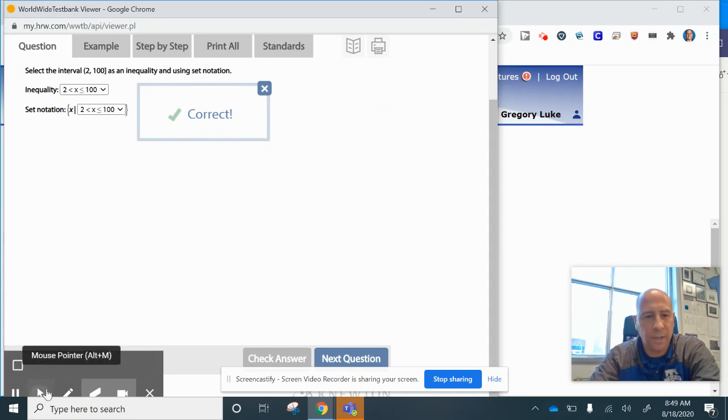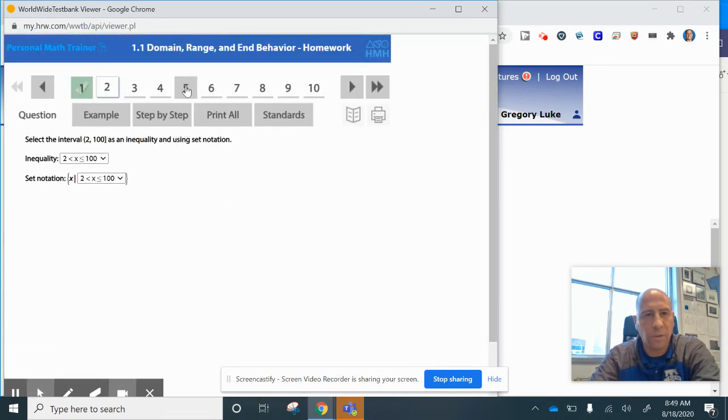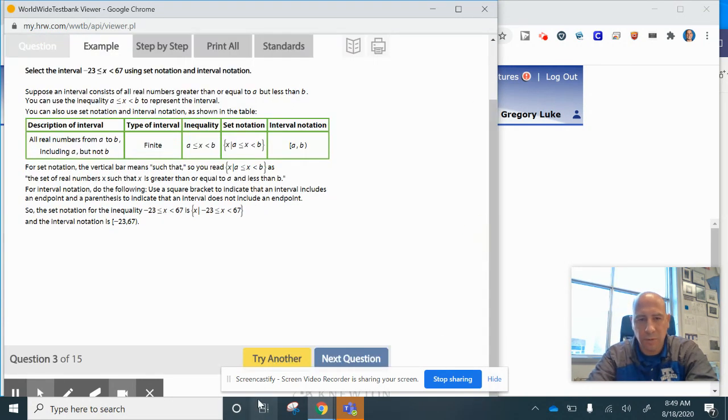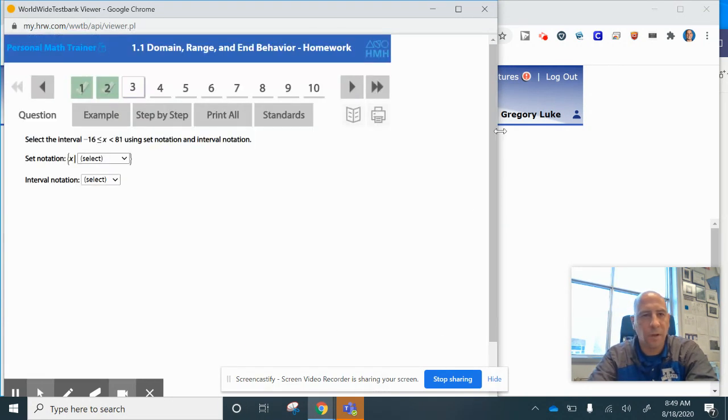Delete that. And let's move on to question number 3. Okay, so I'm going to go to example, try another. All right, select the interval notation using set notation. Okay, so here, basically that line underneath, so it's bracket, no line underneath, parentheses.